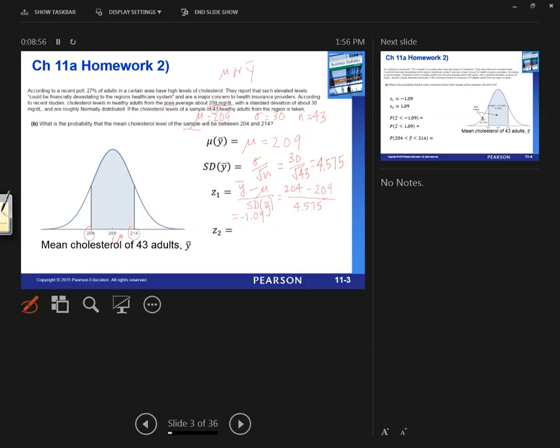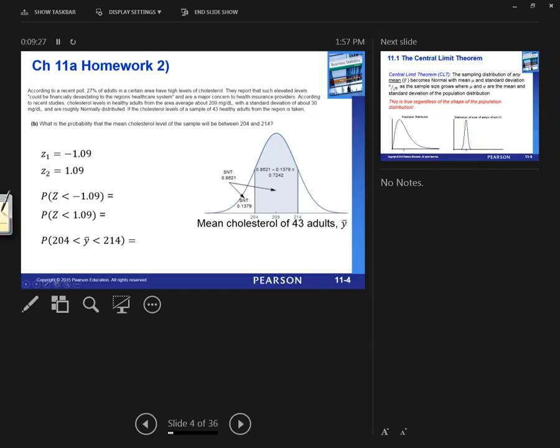Okay. Then to get the one above it, well, the one above it is 5 above. So this one's 5 below, this one's 5 above. So by symmetry, we know this is going to have the same z-score, it's just going to be positive. So 204 is 1.09 standard deviations below the mean. 214 is 1.09 standard deviations above the mean. So when we get z-scores, what do we do? We look them up. We do not calculate anything with this. We don't subtract these because z-scores are not additive, but areas are.